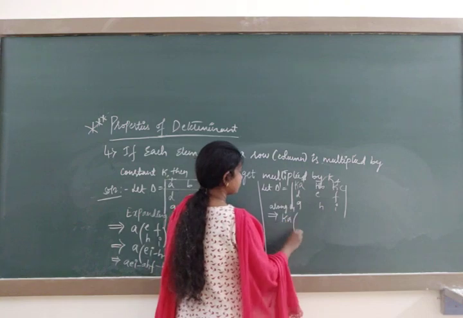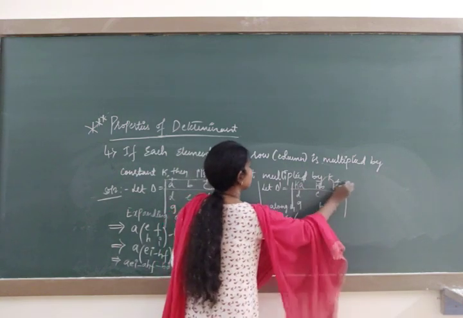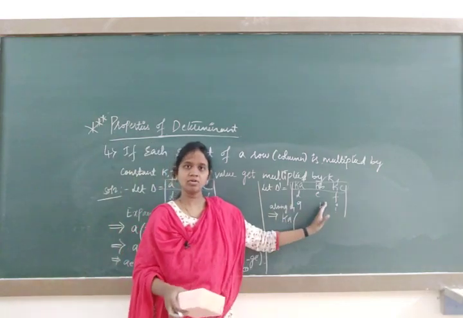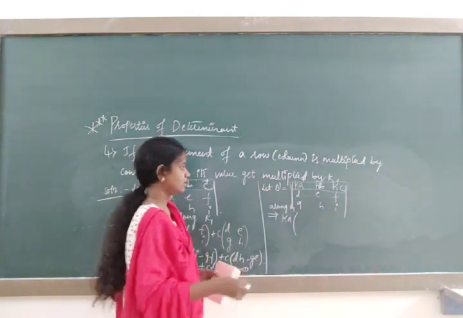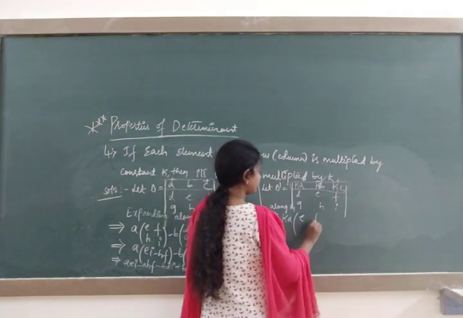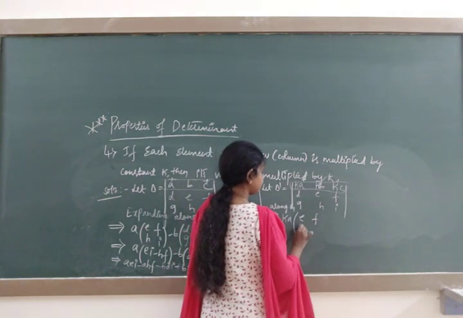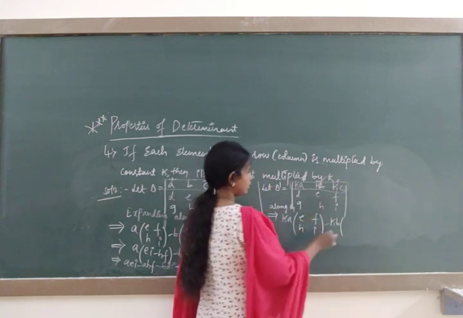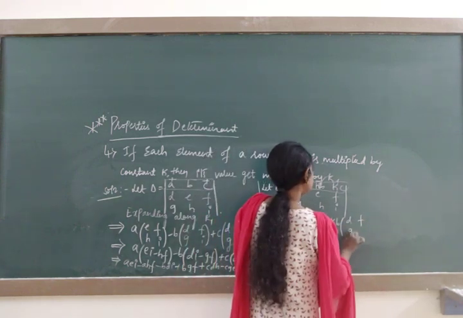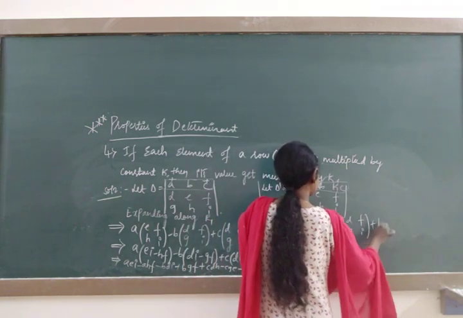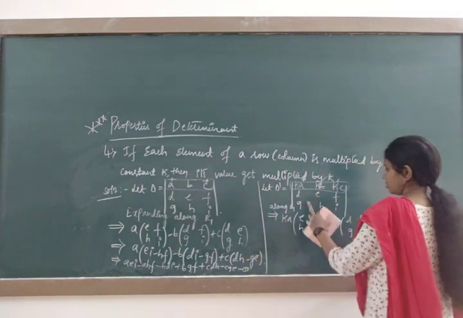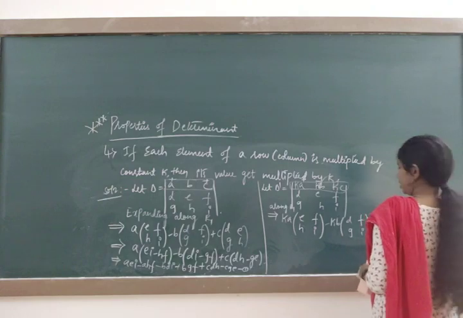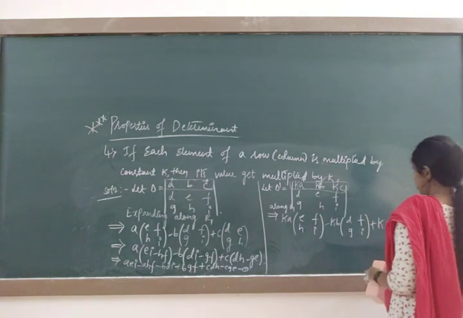KA, anyhow this will be closed completely. Once you close the first column, then the second column, then the third column, one by one: E, F, G, H, I. Minus KB of D, F, G, I, plus KC of, you close this one, then it will be D, E, G, H.